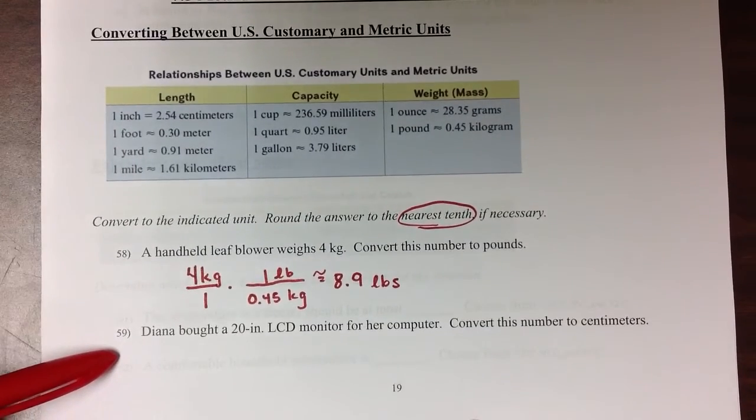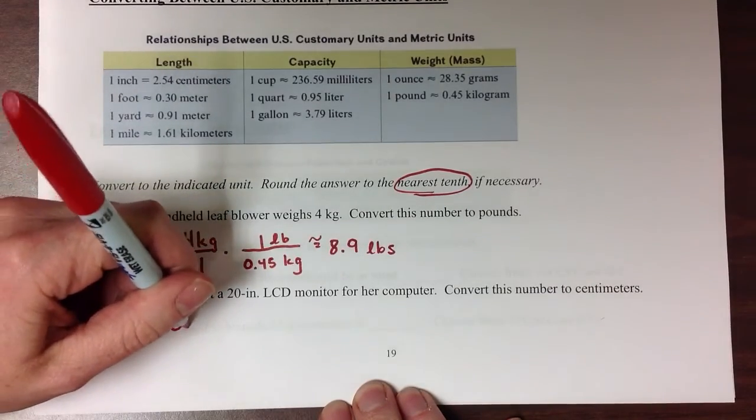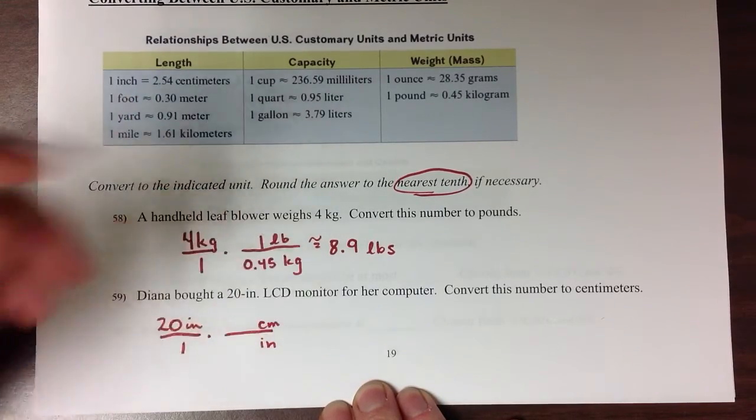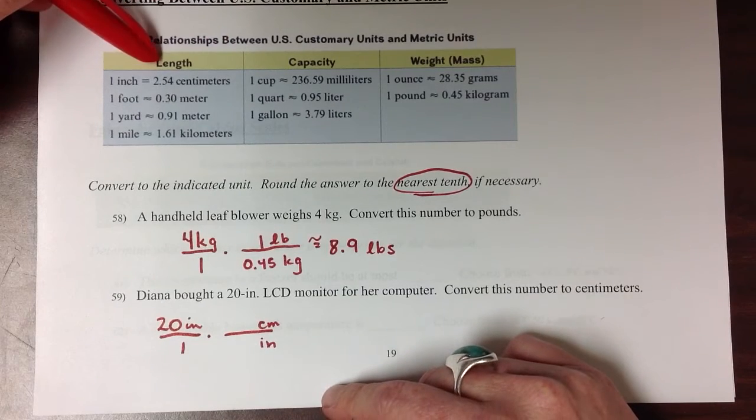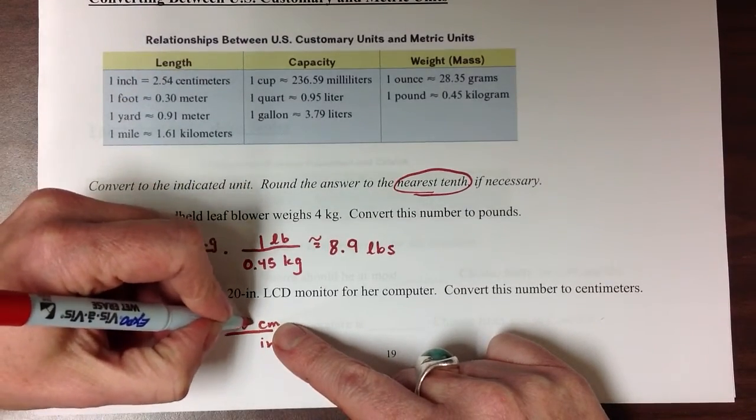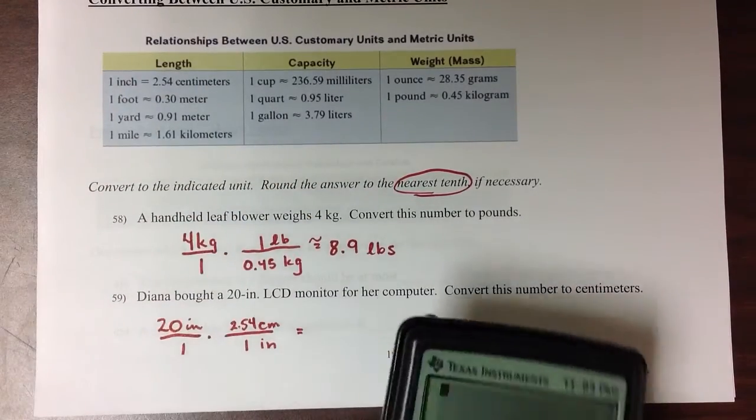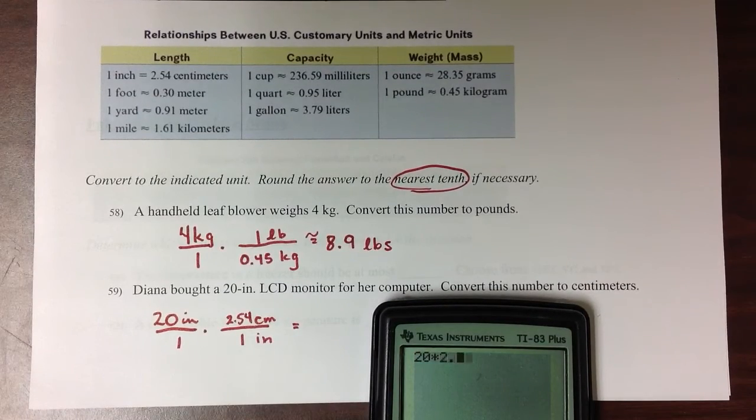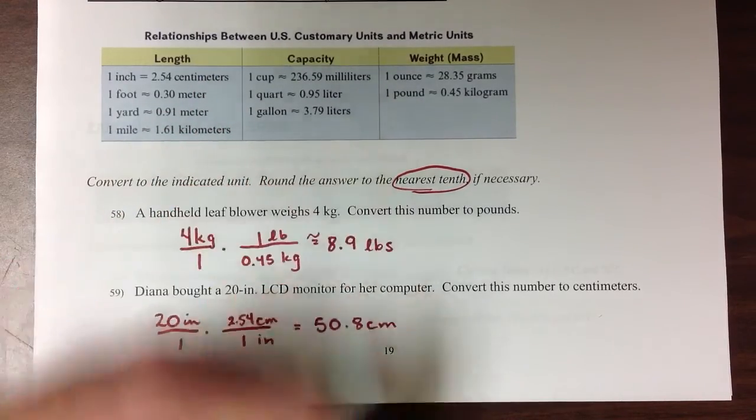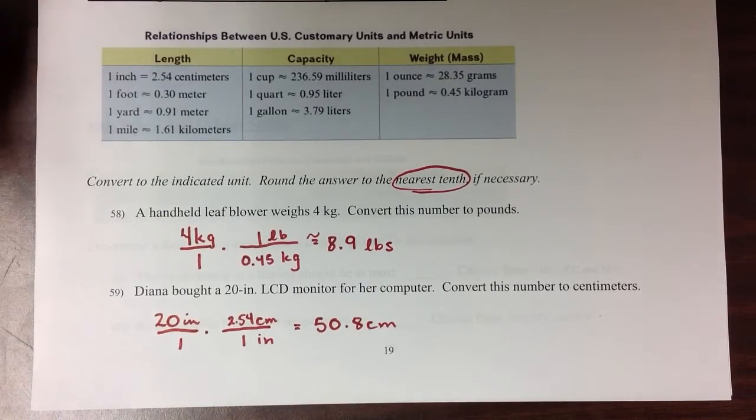Diana bought a 20-inch LCD monitor for her computer. To convert that number into centimeters, I write the 20 inches over 1. I look on my chart to see how centimeters compare to inches. This is a unit of length, so I'm going to use that conversion right there: 2.54 centimeters is the equivalent of 1 inch. So my multiplication is 20 times 2.54 for a total of 50.8 centimeters. Since this conversion is an exact conversion, we don't have to do the wavy line. It is exactly 50.8 centimeters.